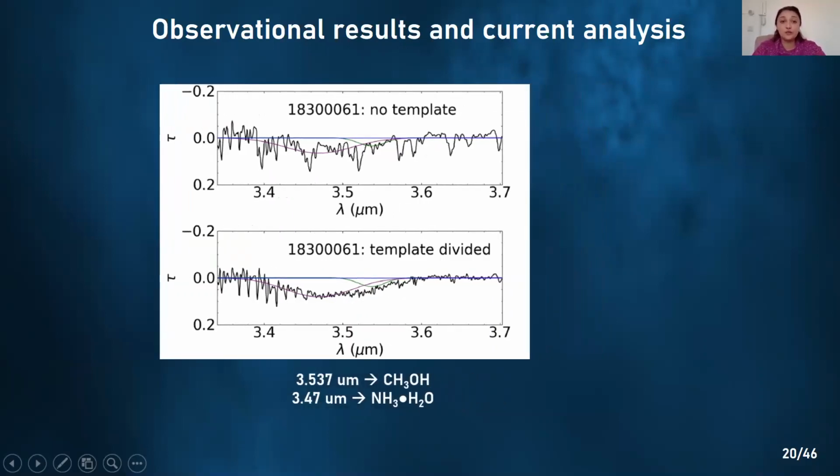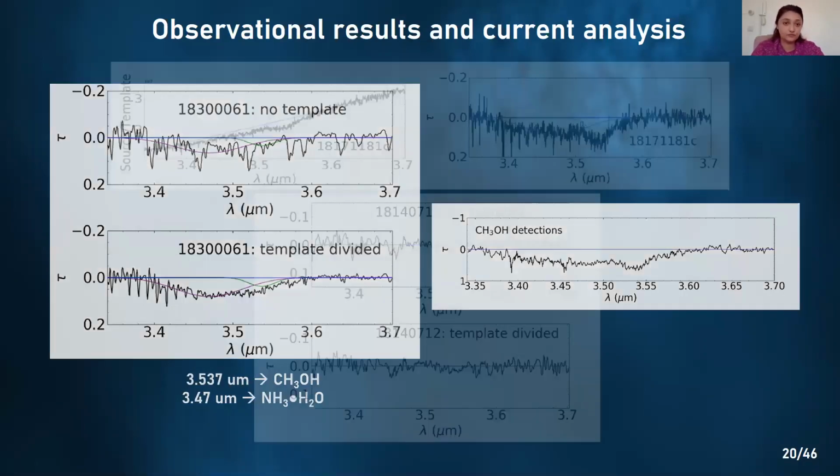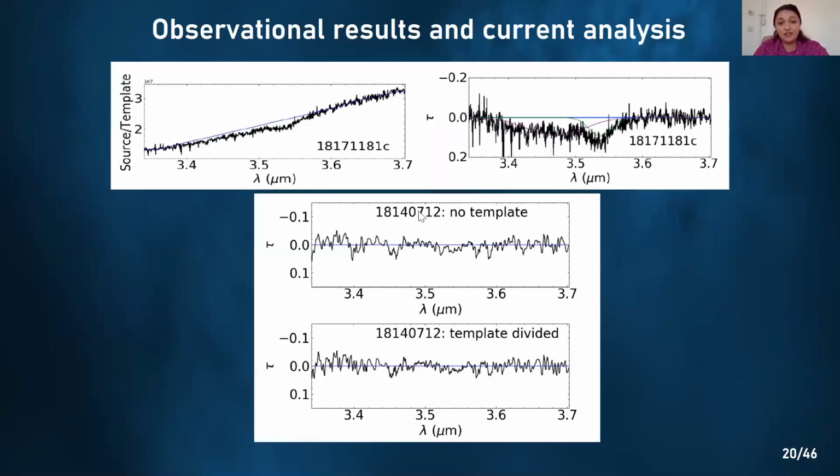For reference of what a methanol detection looks like, I stacked the data and you can see that there's a pronounced feature at 3.537 micrometers that needs to be apparent in order to securely identify a methanol signature. The top panel shows my one detection of methanol ice, which brings the total to 8 detections of methanol ice in quiescent clouds, or towards background stars. So we definitely could have more detections.